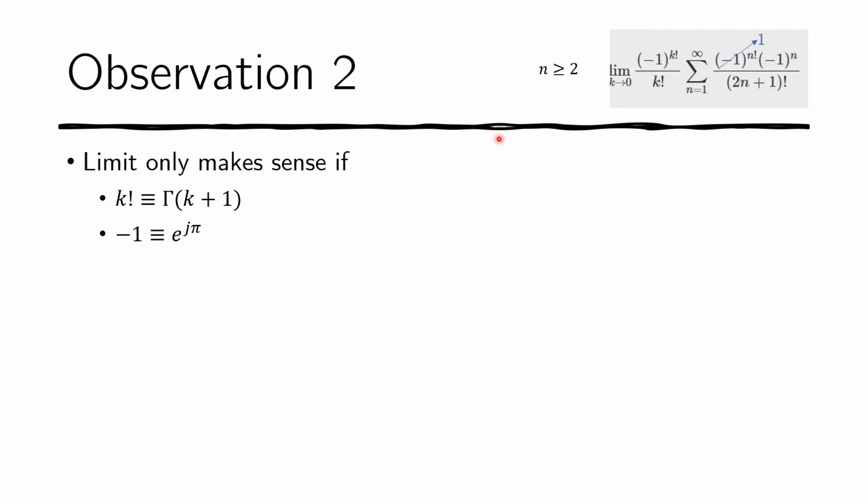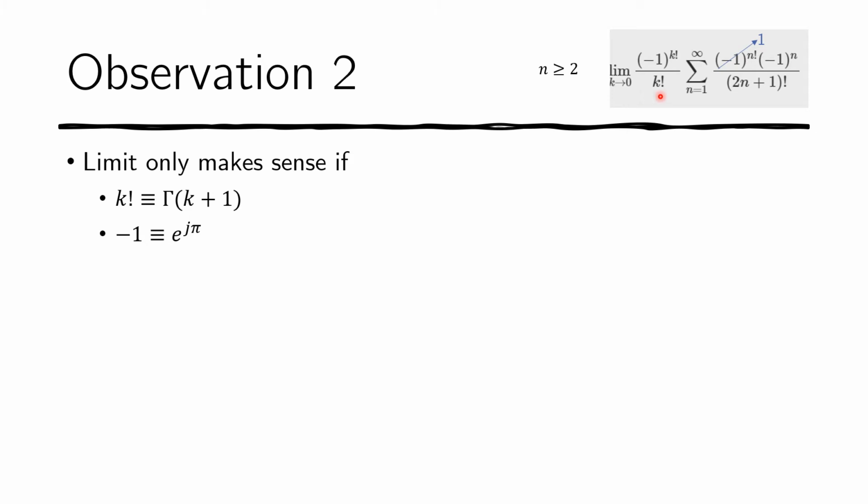We also have to make another condition true: that -1 is the complex number e raised to the j pi. If -1 were treated as a real number, we would have a problem evaluating -1 raised to the k factorial, because -1 raised to some exponent could fluctuate between a negative and a positive number depending on the value of k factorial. To avoid that complication, we have to impose that -1 is a complex number before we take the limit.